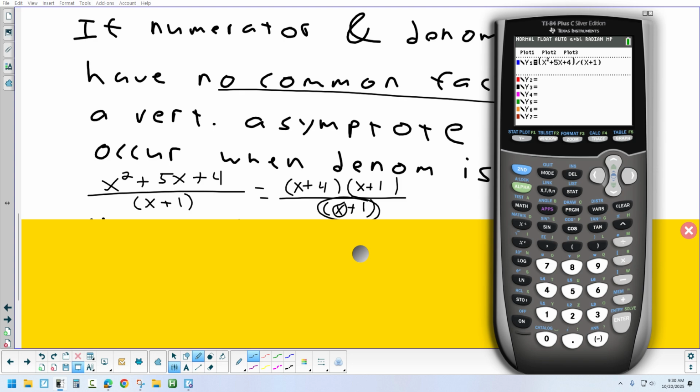Now, let's make it so the top doesn't factor as that. Mess the top up. So now the top doesn't factor as (x plus 4)(x plus 1) anymore, because I changed the number, I just messed up the factoring. So let's see what happens at -1 now. You're not going to have a common factor anymore. And now you can clearly see the asymptote again. So that's a vertical asymptote right there.